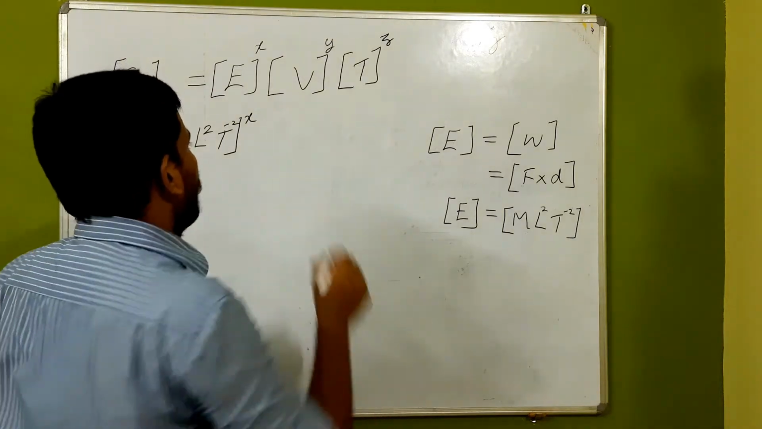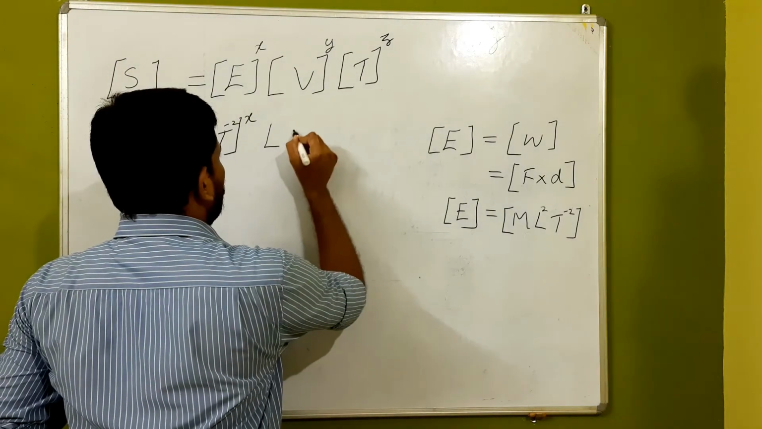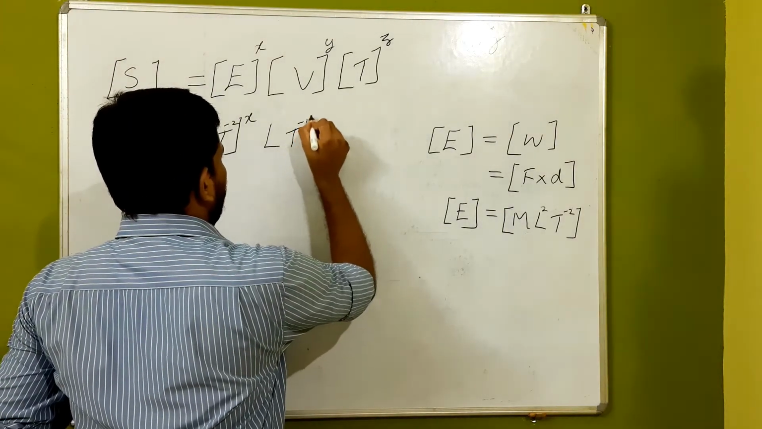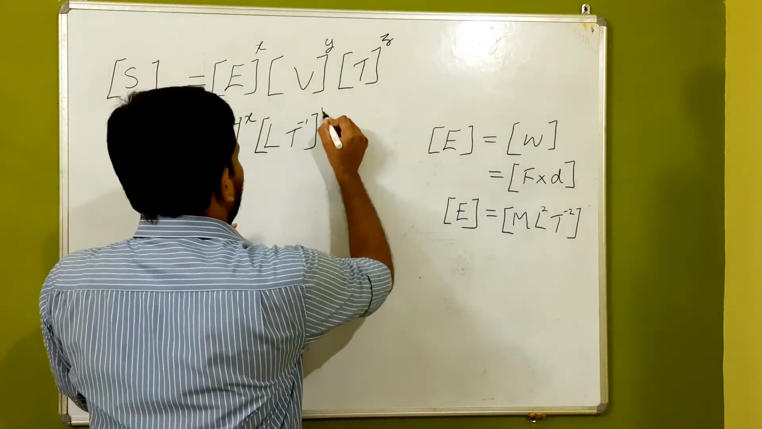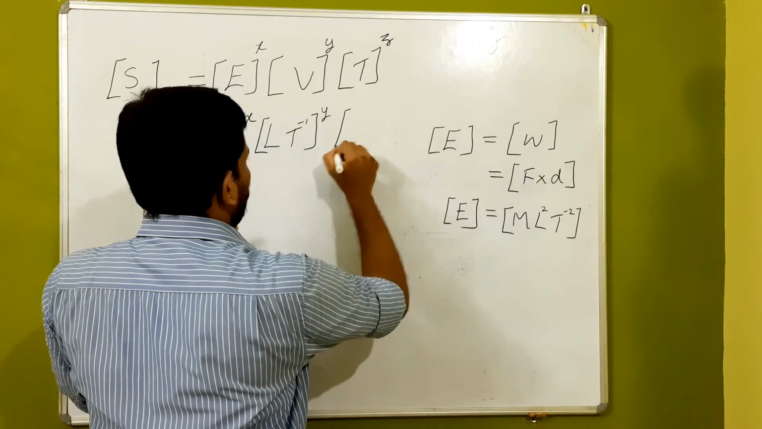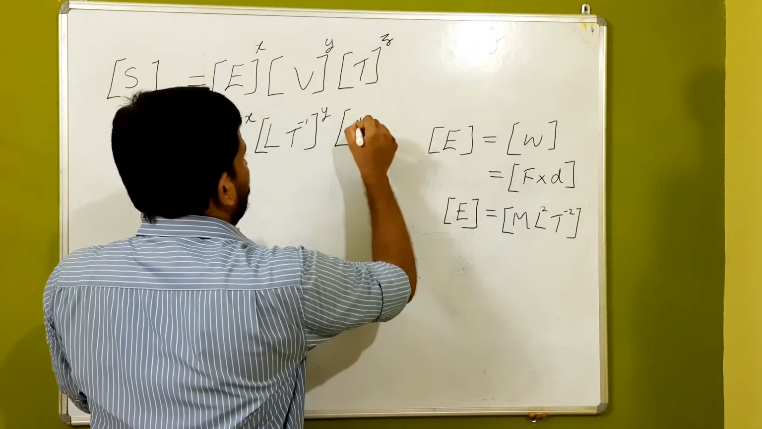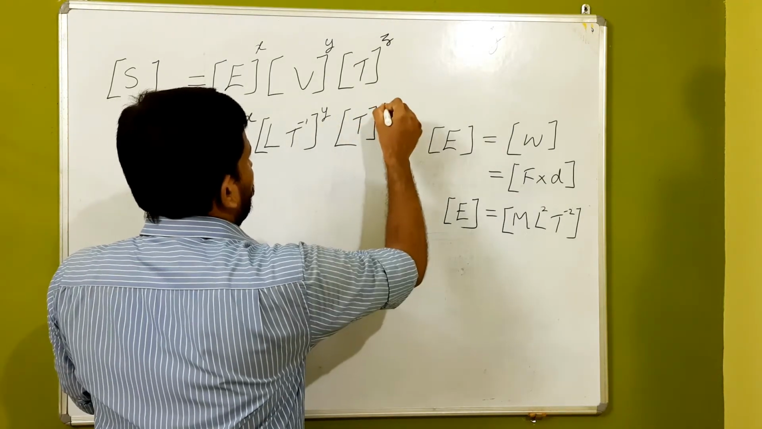The dimension of velocity is displacement by time, or it has the dimension of length by time, to the power y, and we have time to the power z.